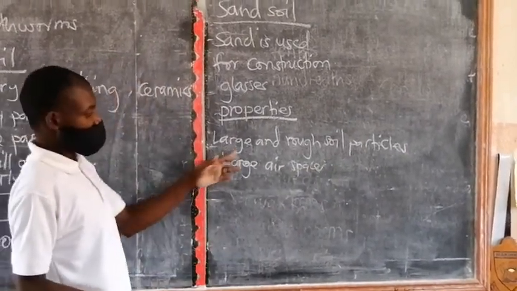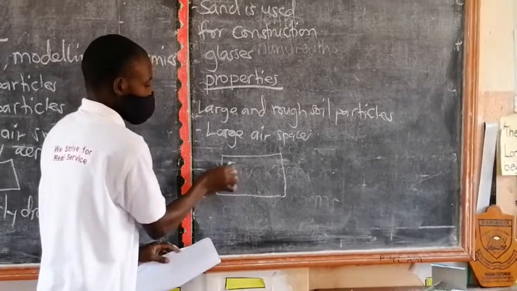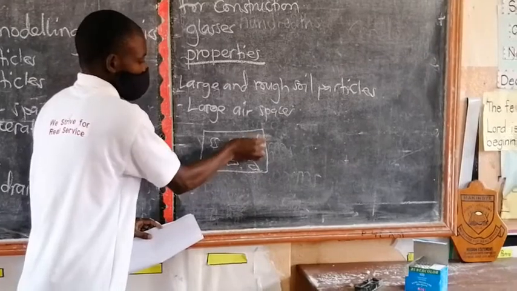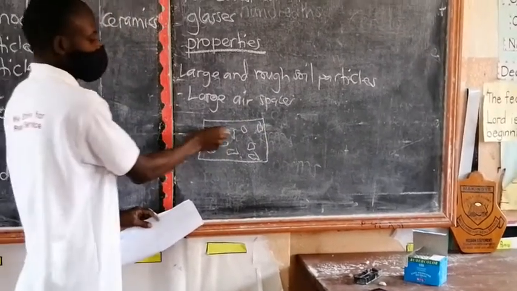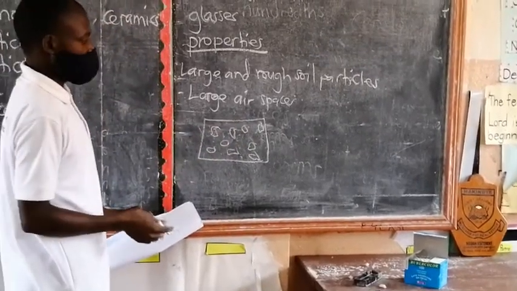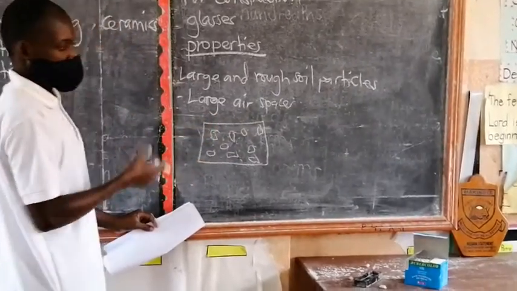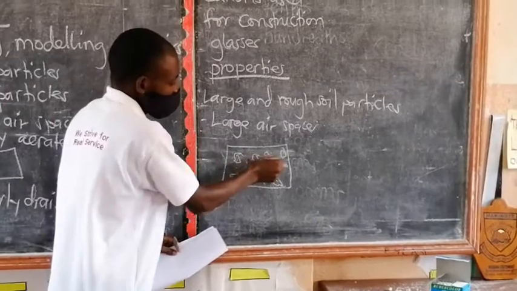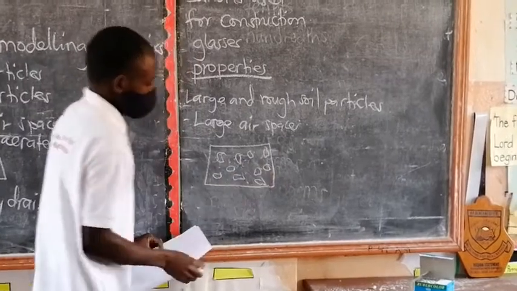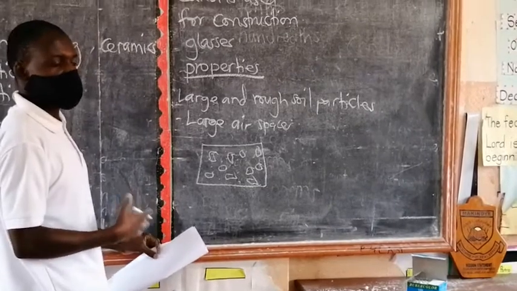Now, when we see that sand soil has large air spaces, let's see here. We are looking at sand soil. These are the soil particles. The soil particles are large as you see them. Then the spaces between the soil particles are also big. So it has large air spaces. These large air spaces lead to good soil aeration. It allows air to pass through it very well and circulate well.